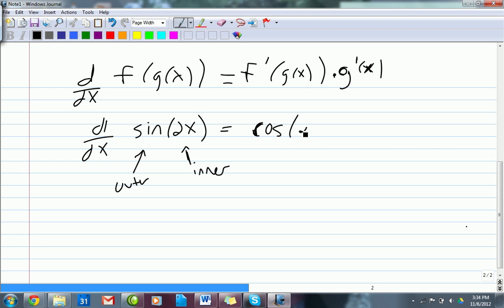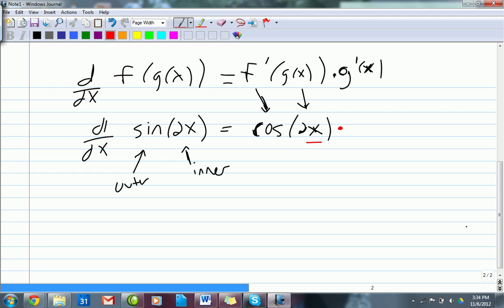Okay, but I'm going to leave the 2x, the inner function, intact. So what I've done so far is f prime: the derivative of sine is cosine, with 2x, my inner function, intact. So that's f prime, and there's my g. And here's your chain step, and I'll write it in red. So we're going to multiply now by the derivative of g.